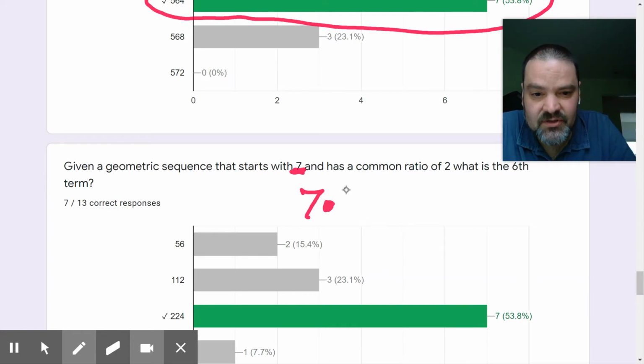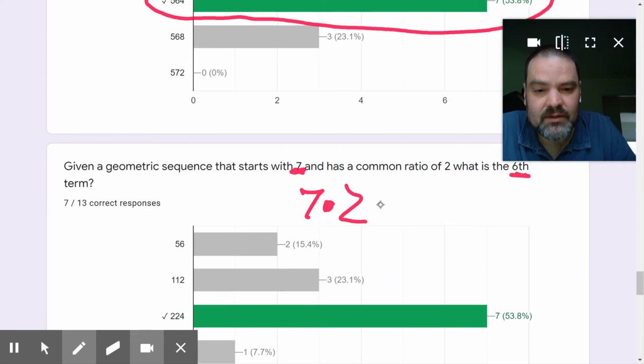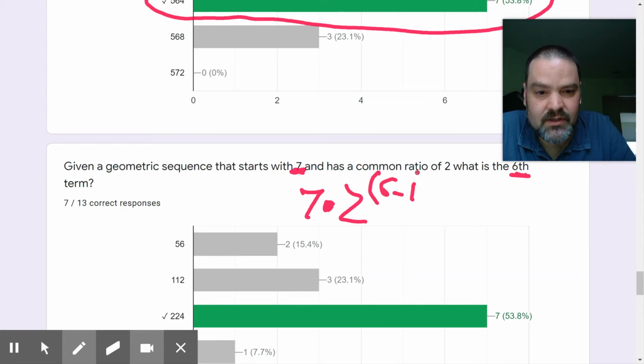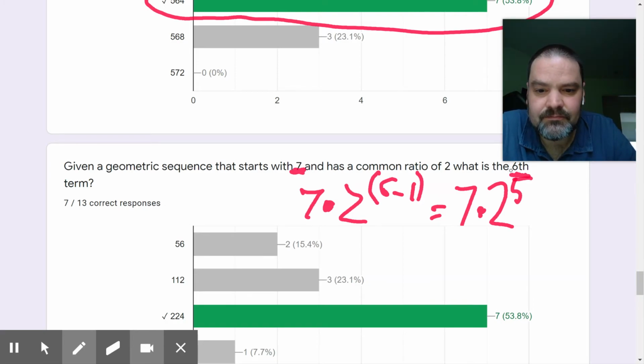How many times do you multiply it by 2? Well, you multiply it by 2, not 6 times, but 1 less than 6 times. You get from term 1 to term 6. You go 5 steps. So this is 6 minus 1. So it's equal to 7 times 2 to the 5th power. Usually when I give you these geometric ones, I don't give you as big of numbers because they change really quickly. All right, so 2 to the 5th power.